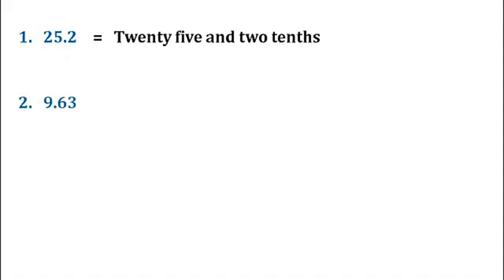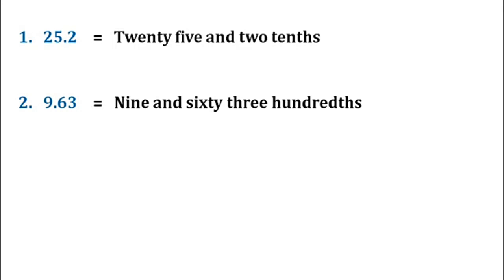The second example is 9.63. 9 is to the left of the decimal point, so we read it as 9. Decimal point as 'and'. Since 6 and 3 are to the right of decimal point and 6 is in the tenths place and 3 is in the hundredths place, it can be read as 63 hundredths. So the number 9.63 can be read as 9 and 63 hundredths.